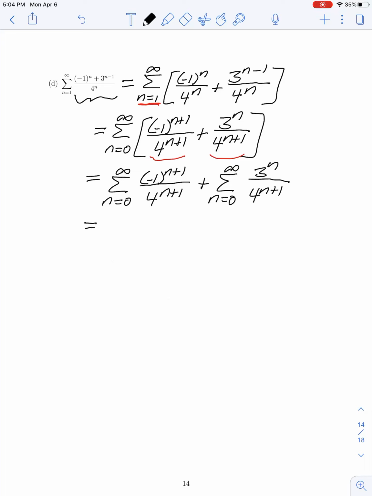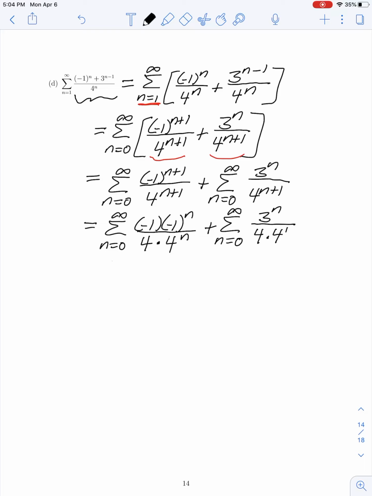So in this first series, we can rewrite our general term a little bit. So here in our numerator, the -1 to the n plus 1 can be rewritten as -1 to the first times -1 to the nth over, doing the same for our denominator, 4 to the n plus 1 is the same as 4 to the first times 4 to the nth. And we are then adding the sum from 0 to infinity of 3 to the nth over 4 times 4 to the nth.